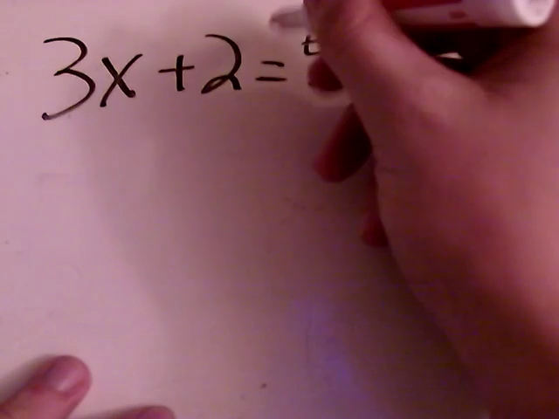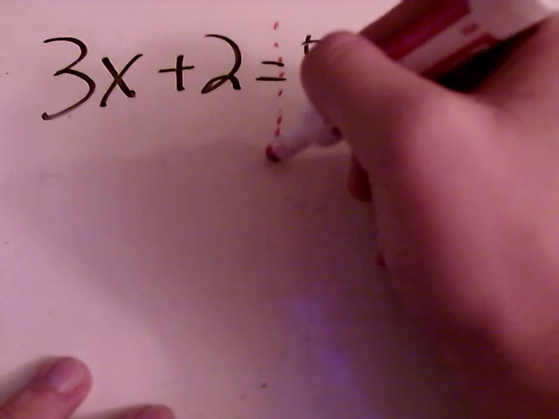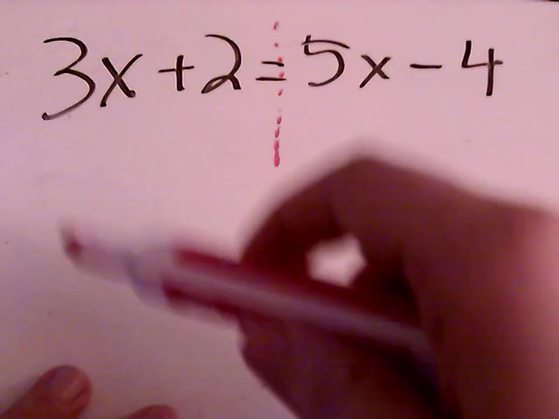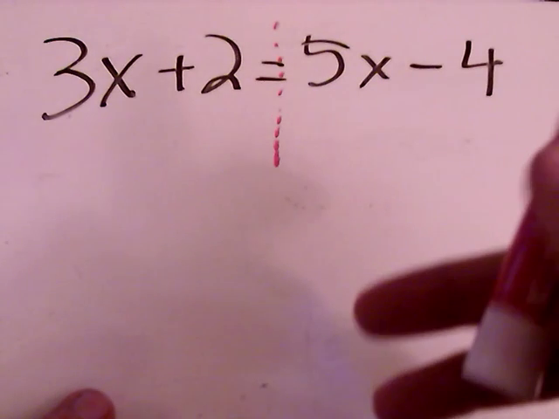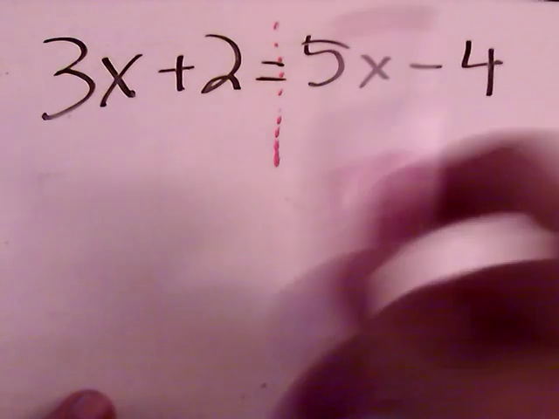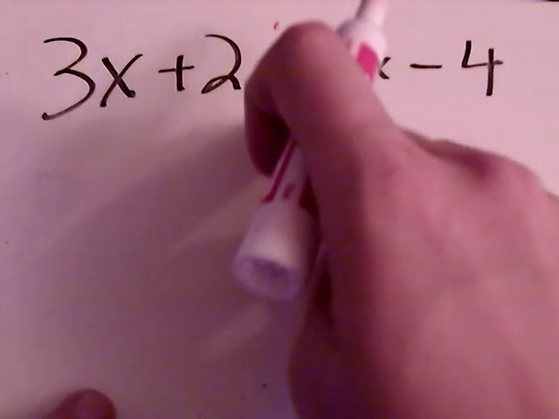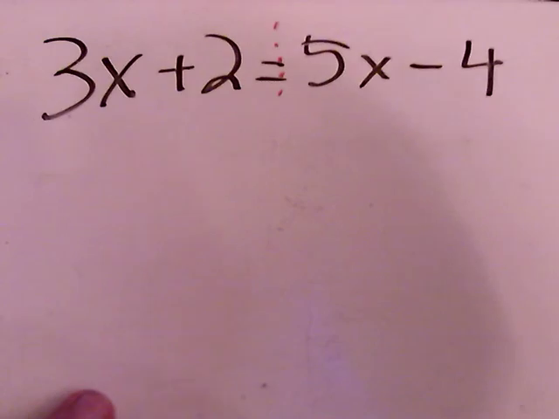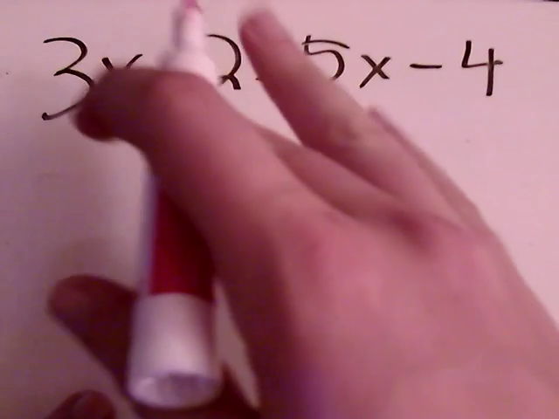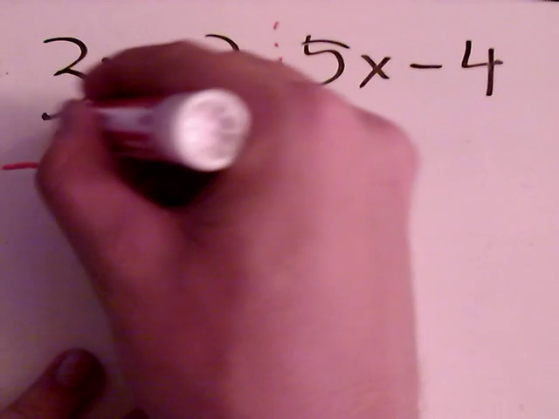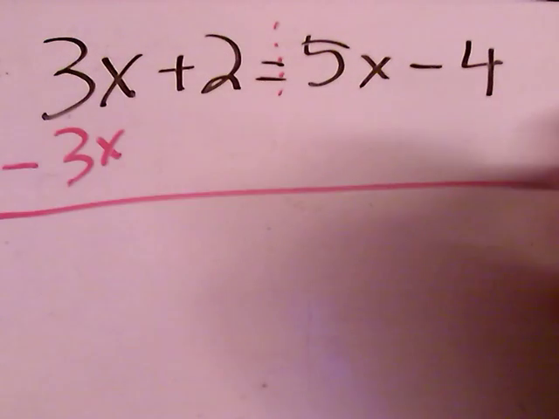So the key is to know that you have to think of equals as this line. You want all the variables on one side and all the numbers on the other. Just like before, all the variables were already on one side. So you have to move things around in order to get variables on one side and numbers on the other. So my first step is I want to move all the variables over. I'm going to do that one step at a time.